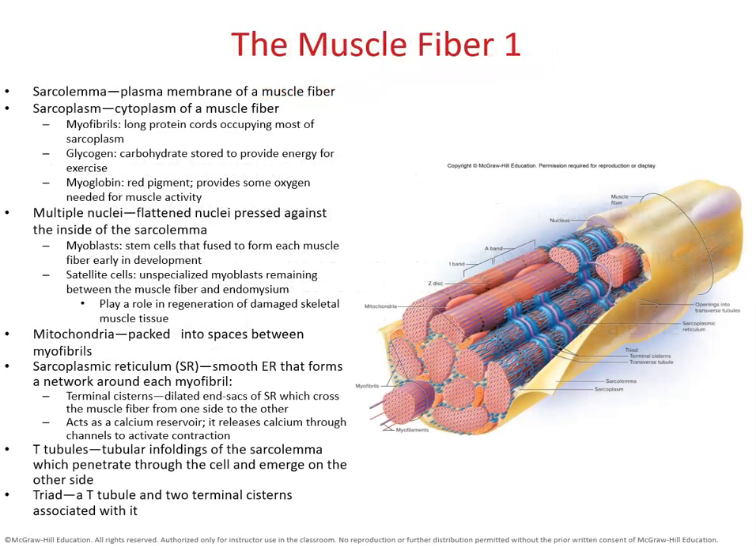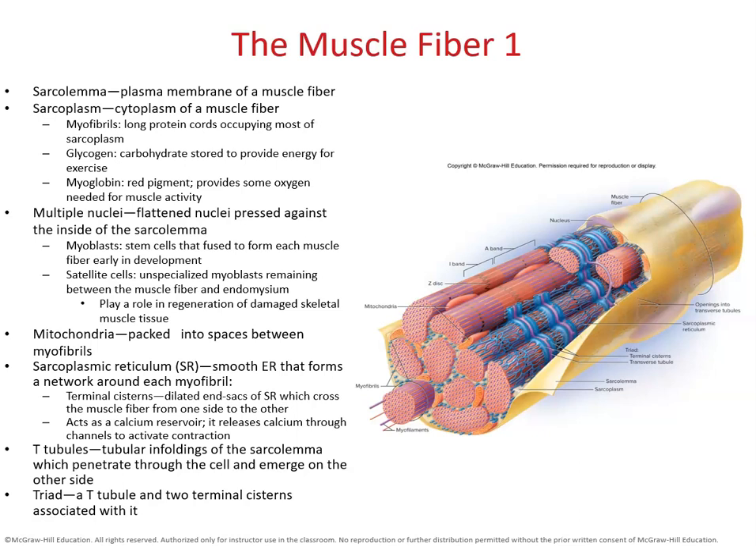Okay, so this slide is telling us all of the different microscopic anatomy of a muscle fiber. So the first thing we have is the sarcolemma, and the sarcolemma is a specific name for the plasma membrane of a muscle fiber. So we know all cells have a plasma membrane. Muscle fiber plasma membranes have a specific name, the sarcolemma. Okay, we know that all cells have cytoplasm, and when we're talking about the specific cytoplasm of a muscle fiber, it has a special name, the sarcoplasm.